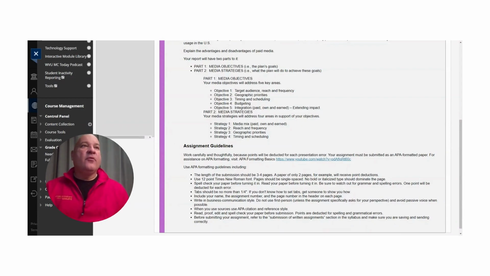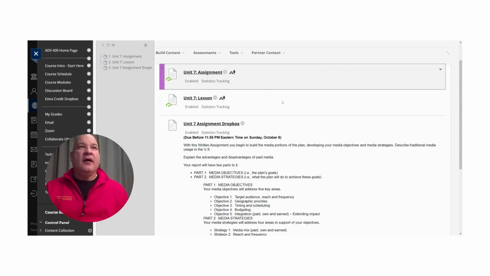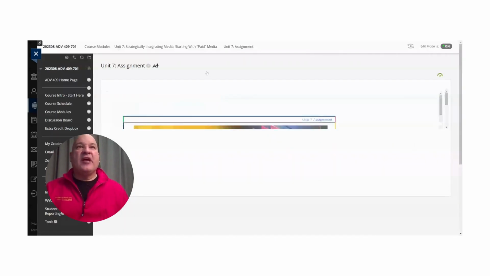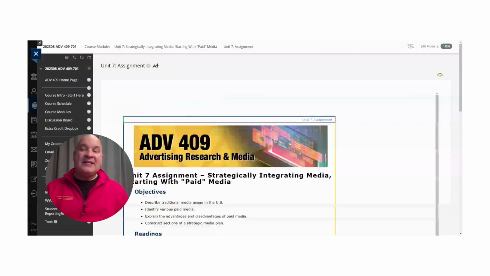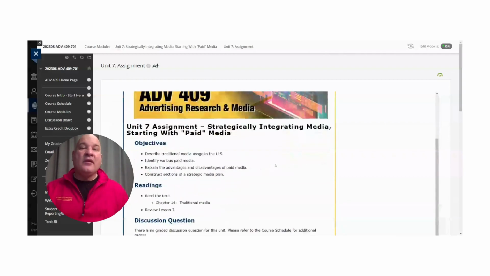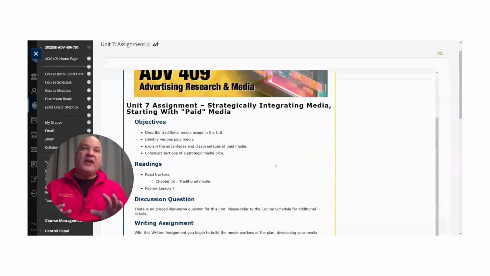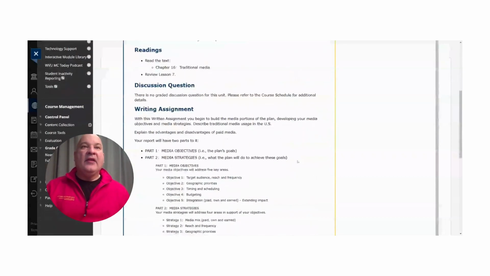Now, if you look at the reading for this week, I believe it says to review chapter 7, which is good. That's the media cost section, and that is one of those objectives and strategy sections you have to do. You're supposed to read chapter 16, which is traditional media. I would also go back and look at chapter 9. Chapter 9 is called Media in Marketing, and that's where it talks more about objectives and strategies. So you're going to want to go back and look at that.